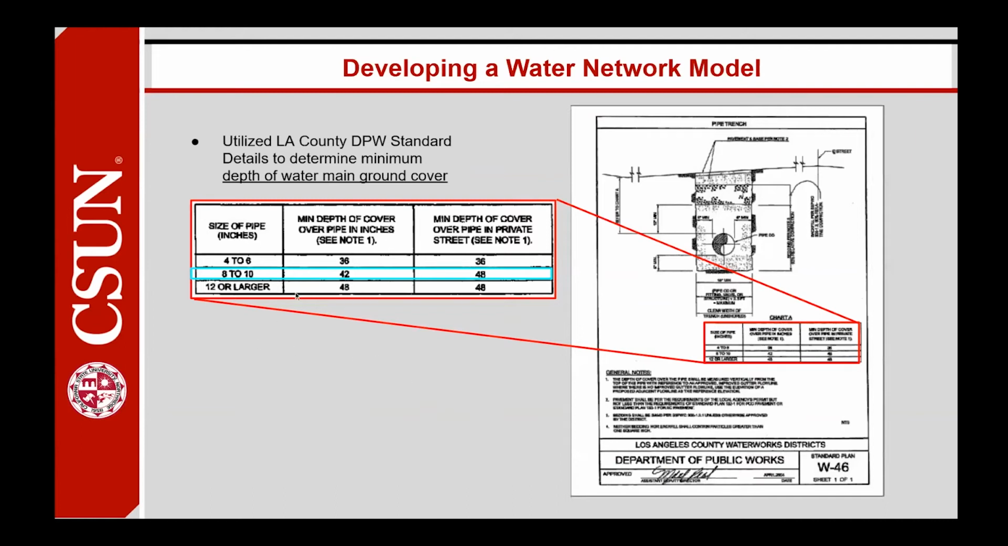This is another use of the Department of Public Works standards here, showing what our minimum depth of cover would need to be for a main line of a 10-inch diameter.